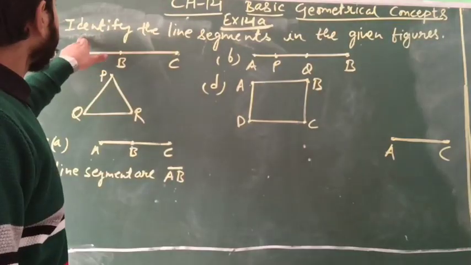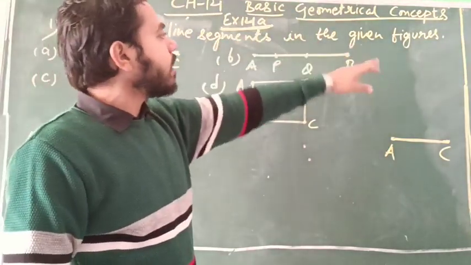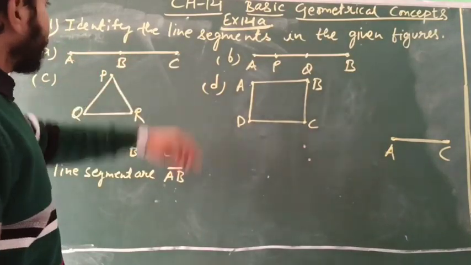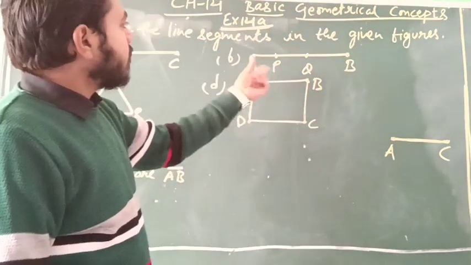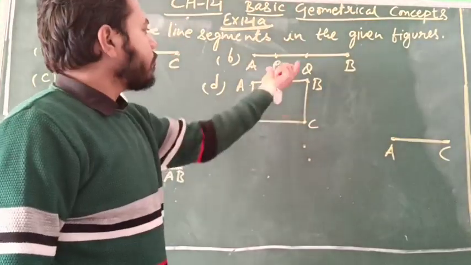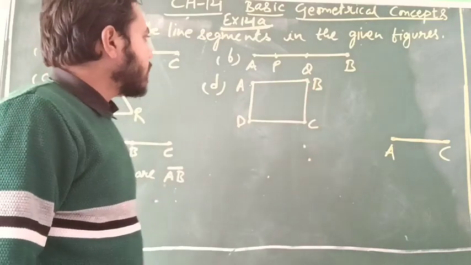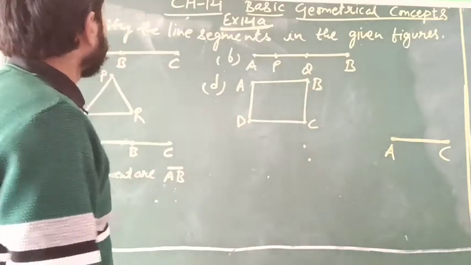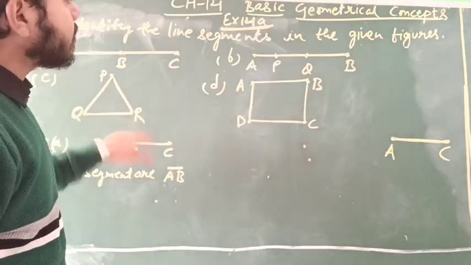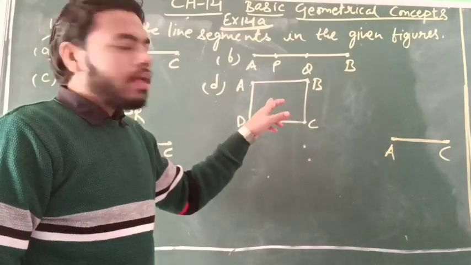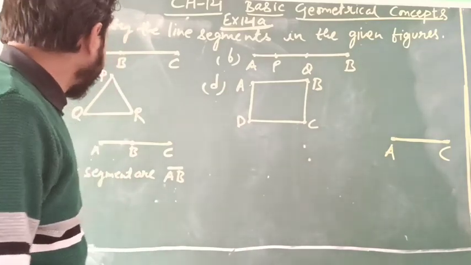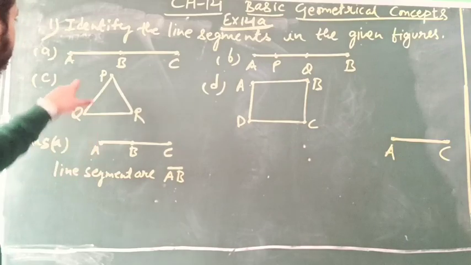So first question: identify the line segments in the given figure. Here is a line ABC, and here is another line AB. We have to find the line segments in these figures. And here is the triangle PQR, where we have to find the line segments. Here is the rectangle ABCD. In this you have to find all the line segments. So here we will try to solve the first question.